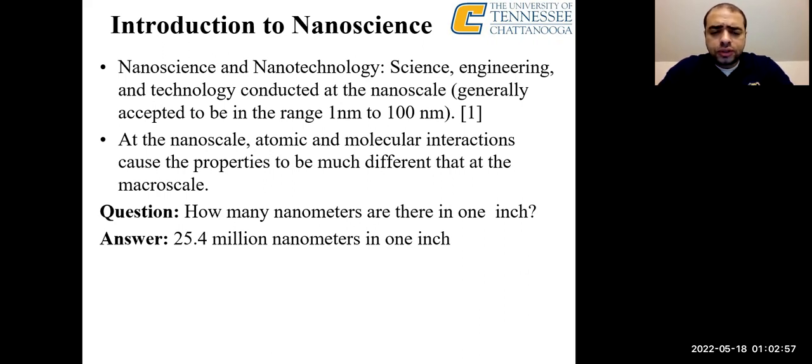So let's answer this question. How many nanometers are there in 1 inch? As we know, 1 inch is 25.4 millimeters, and each millimeter contains 1 million nanometers. So that means you have 25.4 million nanometers in 1 inch.